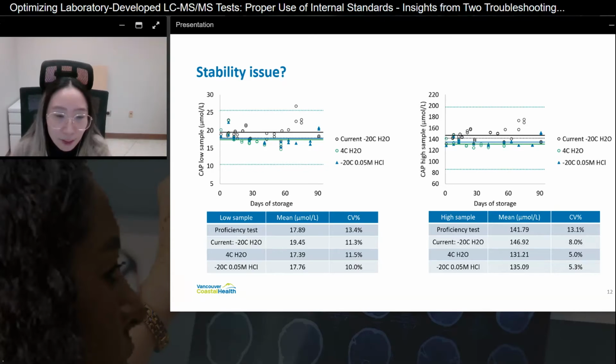So here is what we then assessed for the calibrators under 3 different storage conditions. We tested storing the calibrator in both water and acidic solution, and we also varied the temperature between fridge and freezer, aliquoting or not aliquoting. And after running proficiency tests together with these calibrators, we found that the results stay within the allowable limits across the conditions. So it seems like stability wasn't the issue. But at least this helped us in ruling out one more possibility.